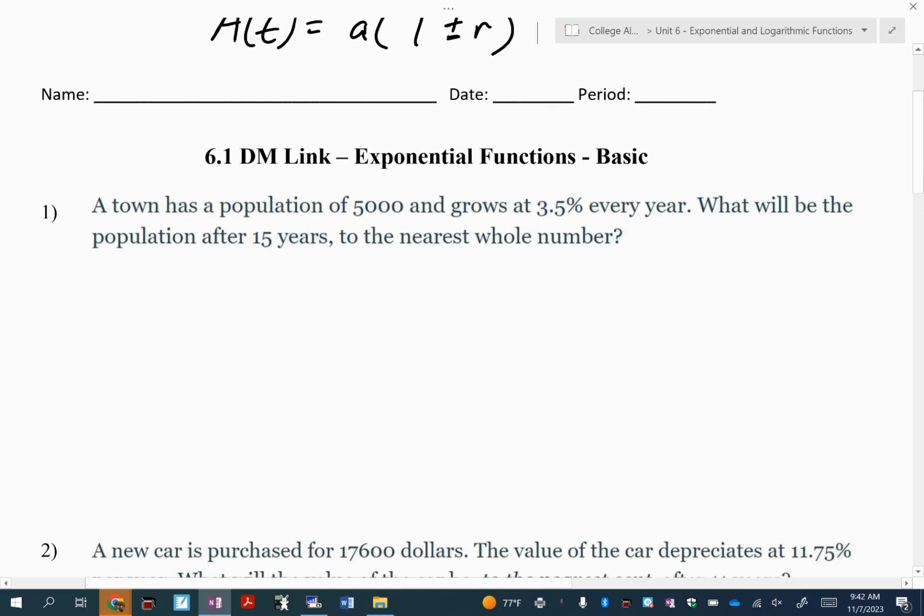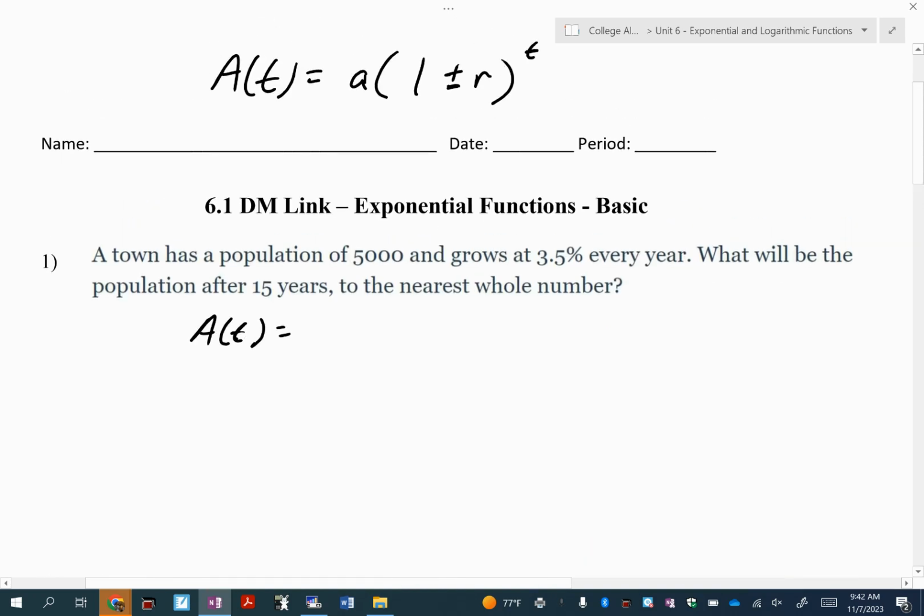So the first one. What's my initial value for the population in this town? 5,000 people. No worries, Luke. It's okay. Are we getting larger? Are there more people in this town now, or is it less people? More. It's growing. Nice. So I'm going to put plus.